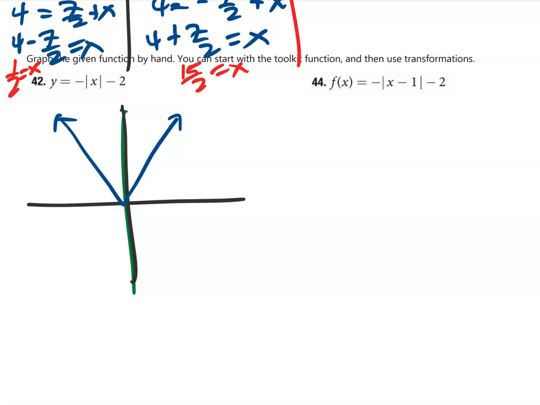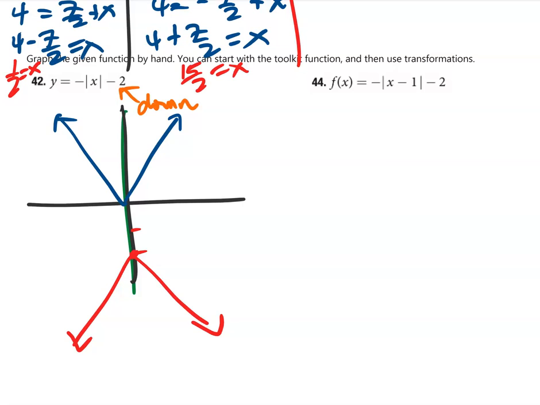a graph of an absolute value function, the toolkit function, number 42, y equals negative absolute value of x minus 2. Minus 2 meaning down 2. Negative, that is a reflection. So all you have to do here is you go down 2 and you reflect it. So this is the answer.